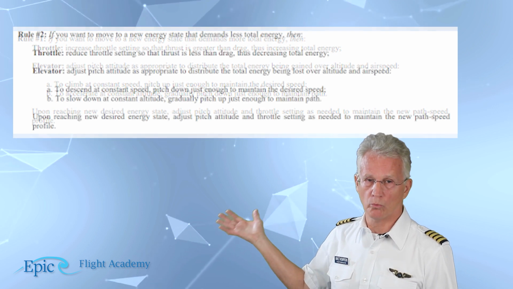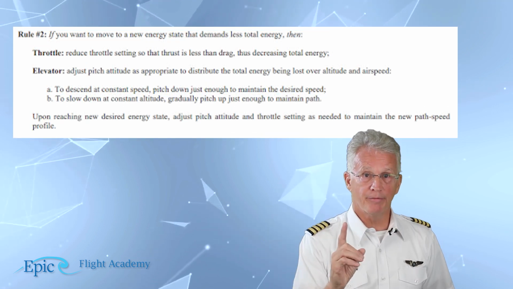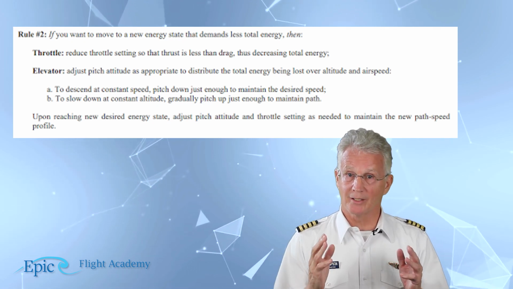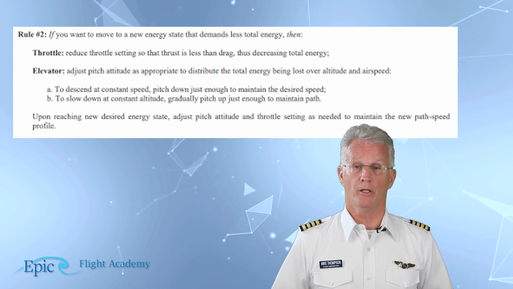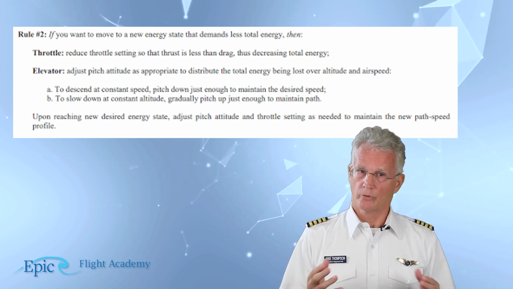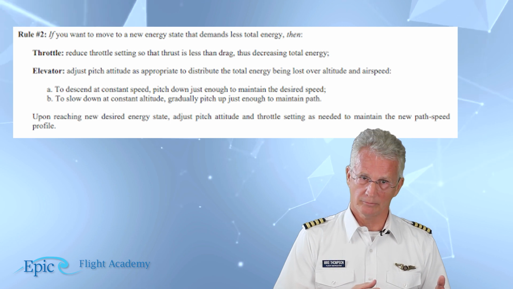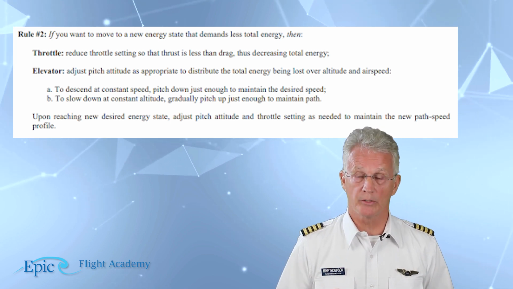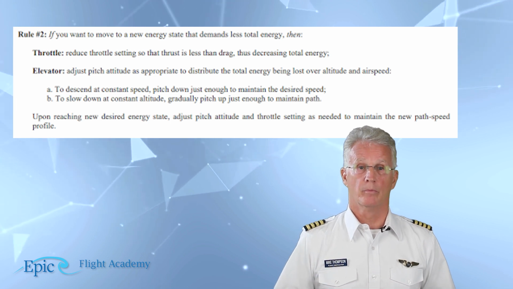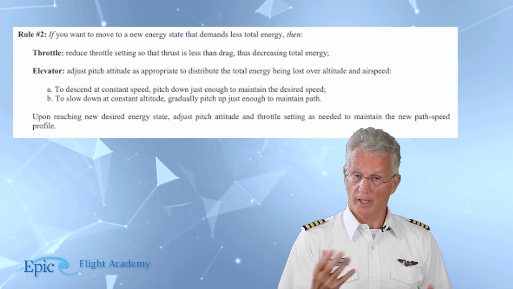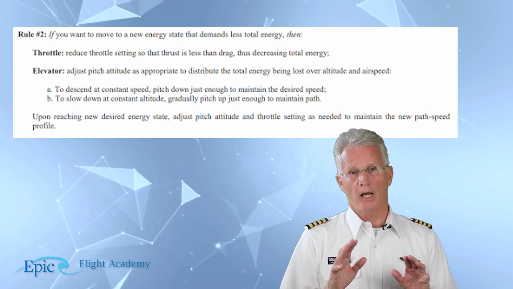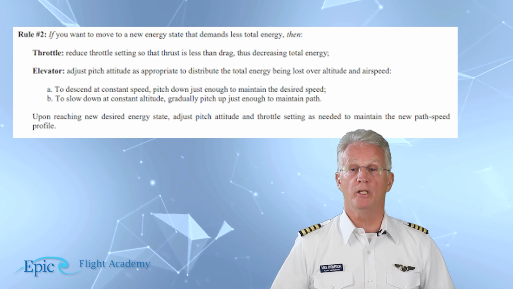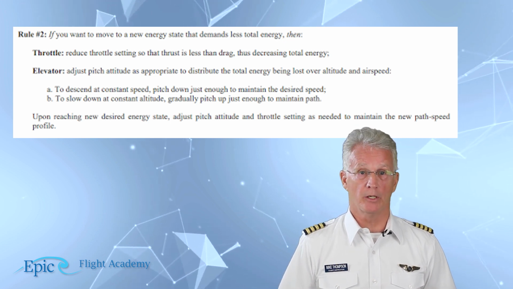And shown here, rule number 2. If you want to move to a new energy state that demands less total energy, then total energy, throttle: reduce throttle setting so that thrust is less than drag, thus decreasing total energy. Energy converter, elevator: adjust pitch attitude as appropriate to distribute the total energy being lost over altitude and airspeed.